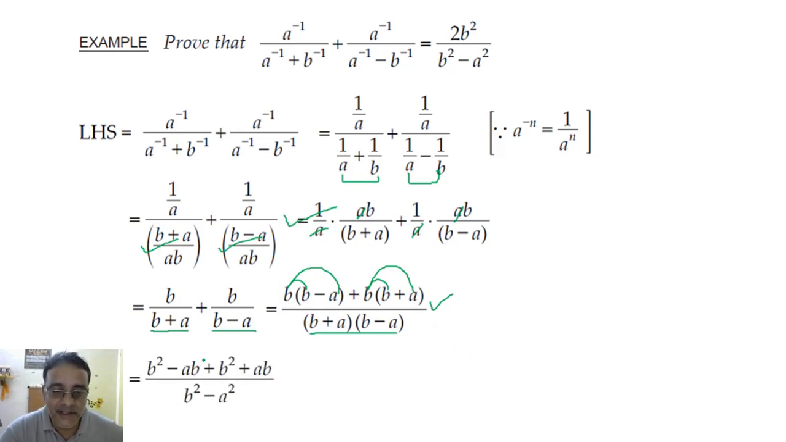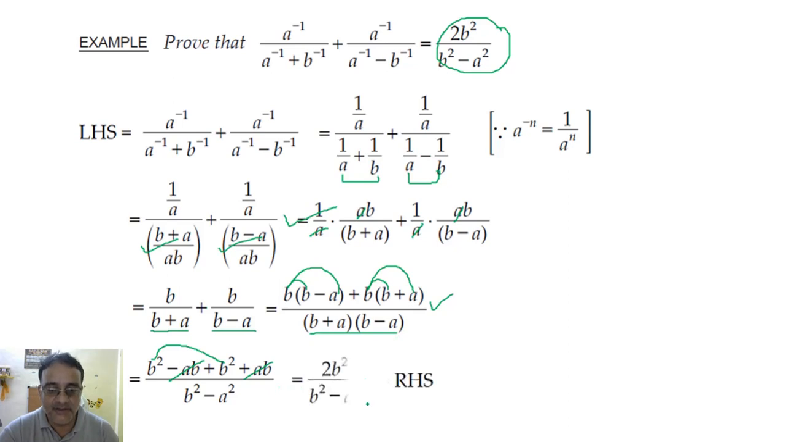Here these two terms are cancelling, so what you will get is B square plus B square, 2B square upon B square minus A square. Look, this was our LHS. So this is equal to 2B square upon B square minus A square, which is equal to RHS, and this was our RHS. Any doubt in this question?